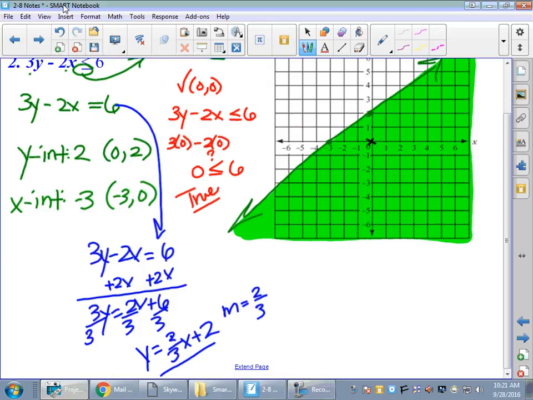So your slope would be 2/3, and your y-intercept would be 2. We'd still get the same line. I'd start at 2, and then I would just count up 2 and over 3 for my slope, or down 2 and over 3 for my slope. So you do not have to use x and y intercepts to graph. I give you a little bit of freedom there. You can make a table of values if you so desire.